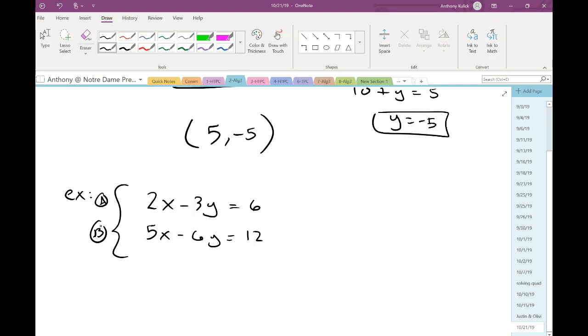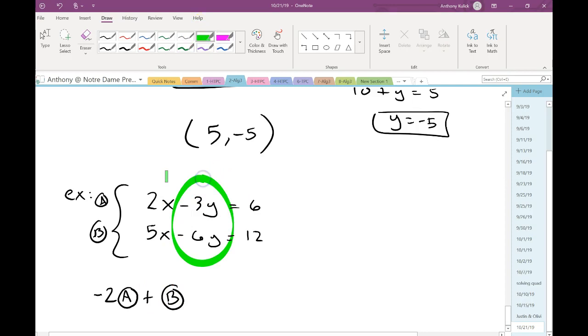So, here, should I try to eliminate the x's first or the y's first? I would try to eliminate the y's, because all I need to do that is multiply equation A by negative 2 and then add it to equation B. Because when I do that, I'd have positive 6 plus negative 6, which is going to give me 0. Or positive 6y plus negative 6y, which would give me 0. Everybody okay with that?